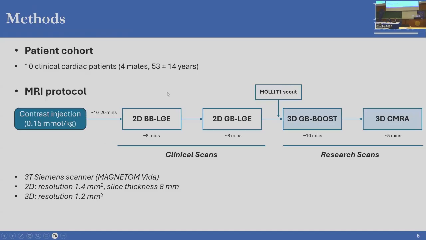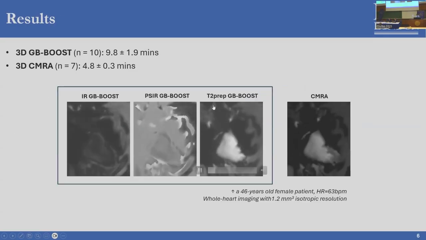So a total of 10 clinical patients were included in this study for additional scans. 2D bright blood and gray blood LGE and 3D gray blood BOOST and CMRA sequences were sequentially performed about 10 to 20 minutes post-contrast injection. And all the exams were performed with a 3T scanner using the following parameters.